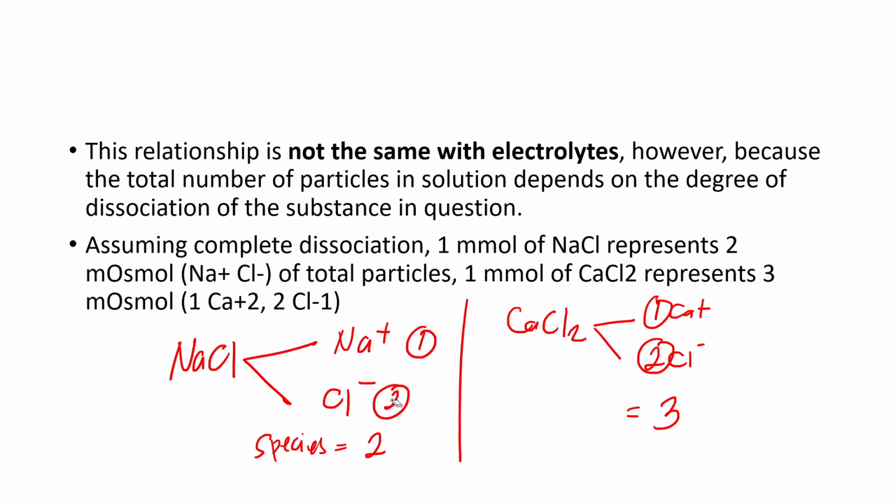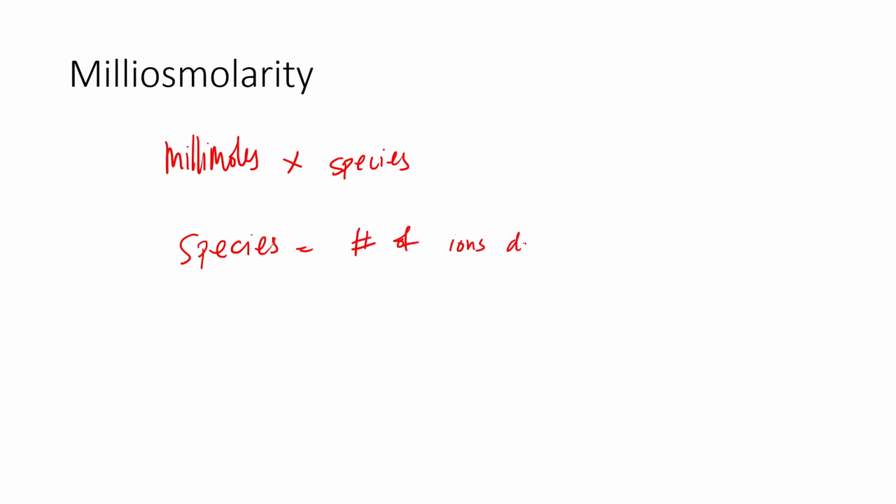So the species number for calcium chloride is 3. You need to consider the ions or the salts that dissolve in water, which would give off a different number of species. The formula for milliosmolarity is basically millimoles times species. Species is the number of ions dissociated.